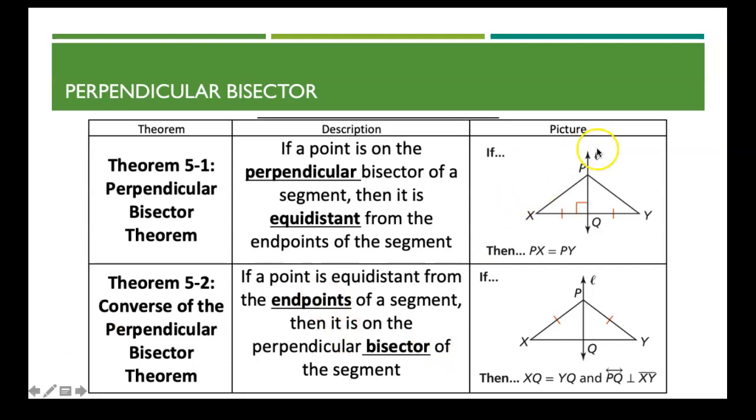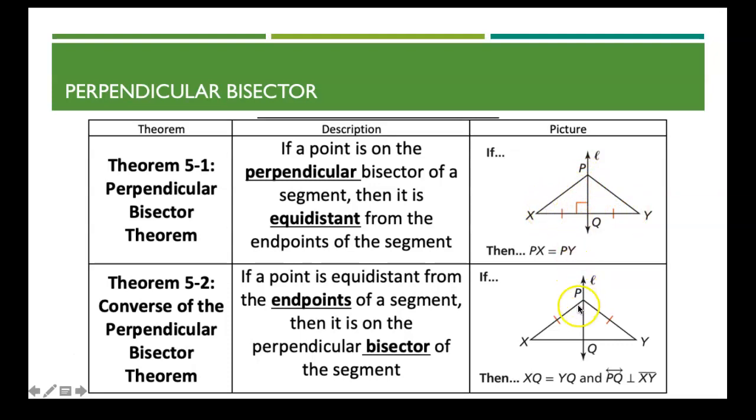So if we're given a scenario like this picture, where we have a line that's going to cut a line segment in half, and we see those congruent tick marks there, so we know that this line XQ is the same length as YQ, and we also have this box in the corner, which represents that 90-degree angle, so we know that PQ is a perpendicular bisector of XY, and if that happens, then these hypotenuses on the outside of those triangles are going to be equal to each other.